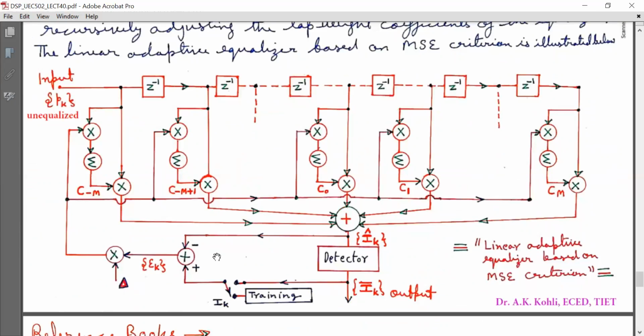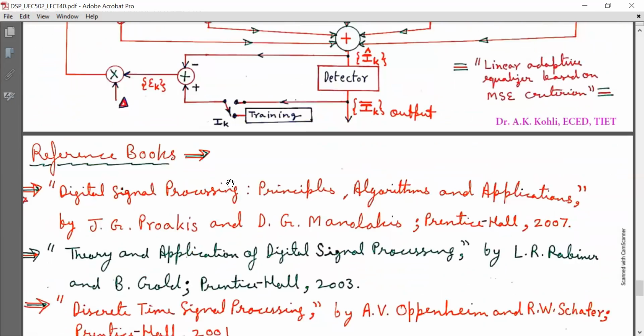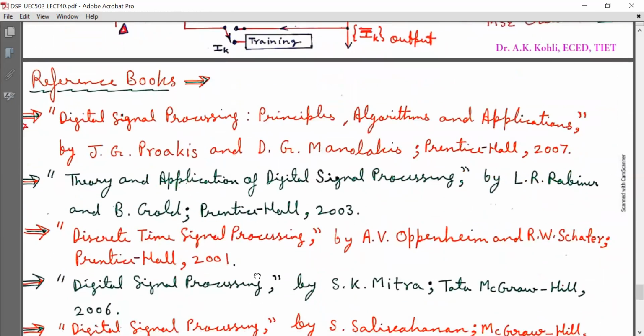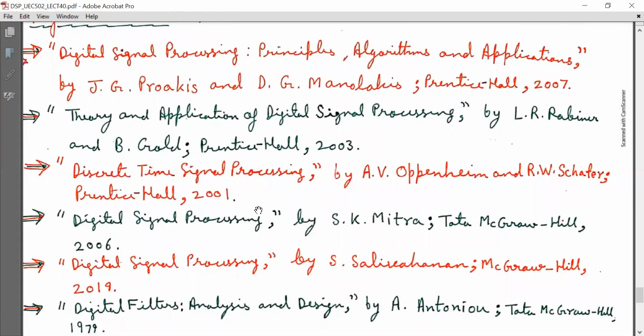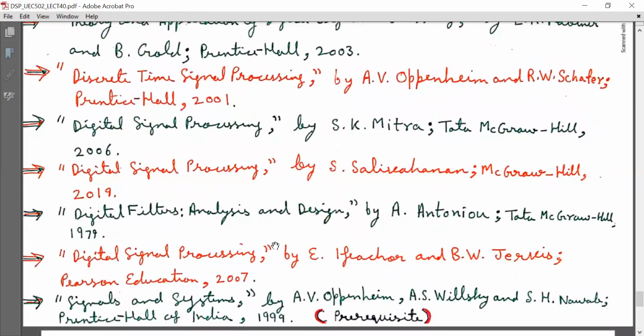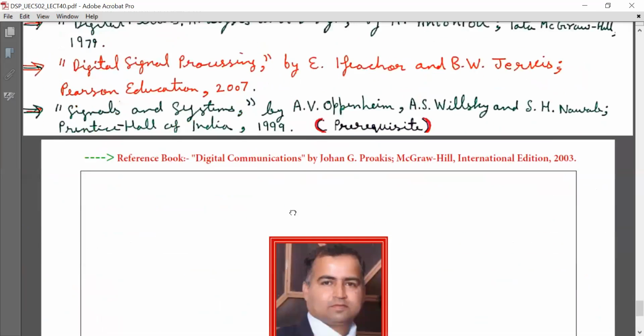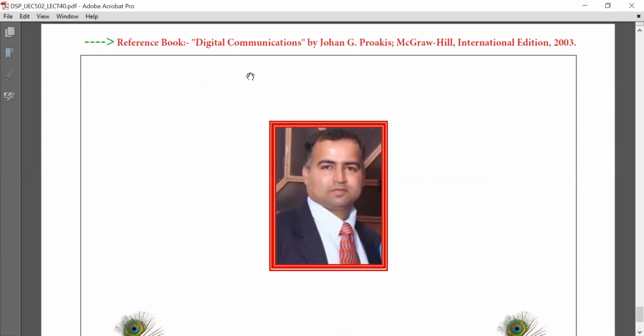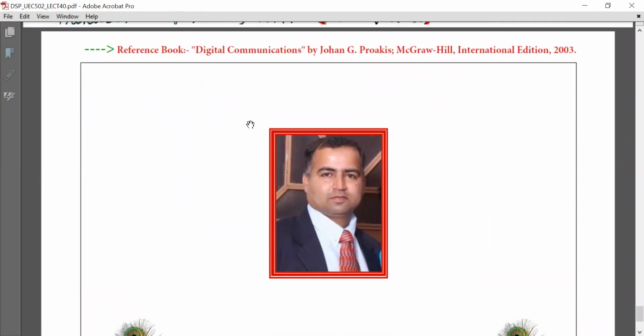So here I finish this article. For general FIR filters, you can consult the book of John G. Proakis on digital signal processing. But this lecture is from the reference book by John G. Proakis on digital communications. So the students interested in studying this article in detail can consult this book, that is Digital Communications by John G. Proakis.